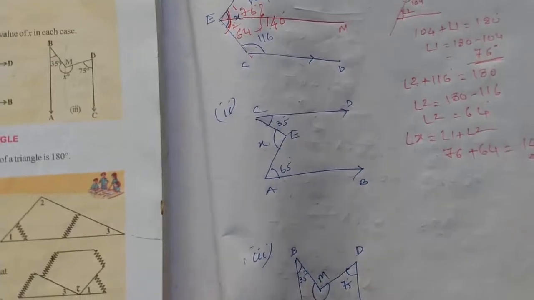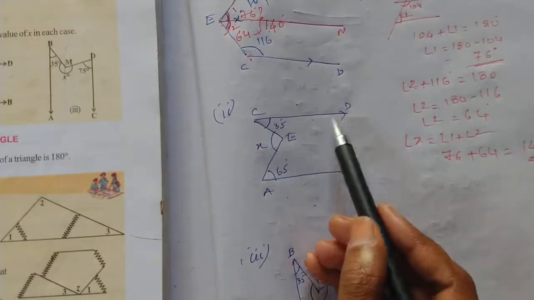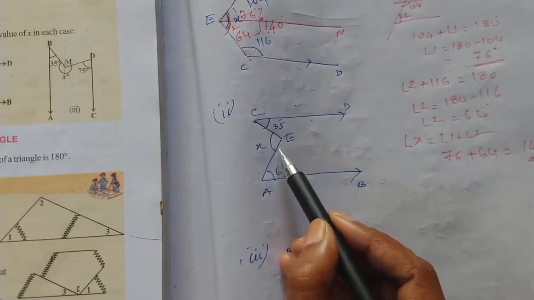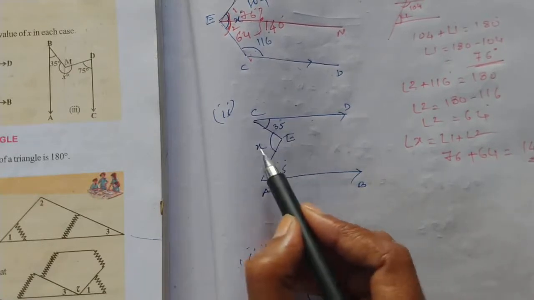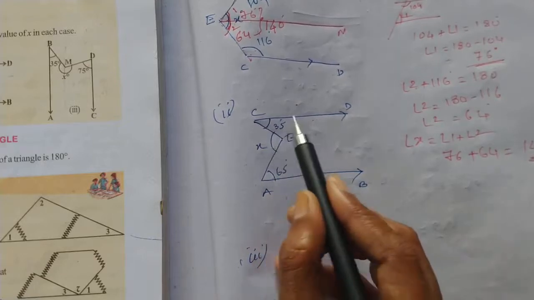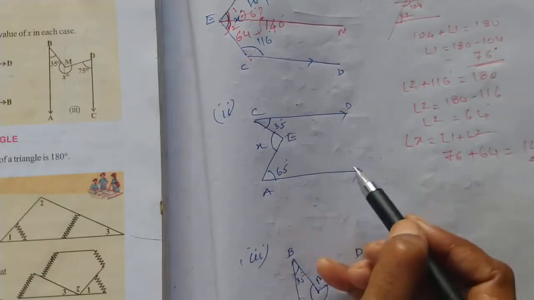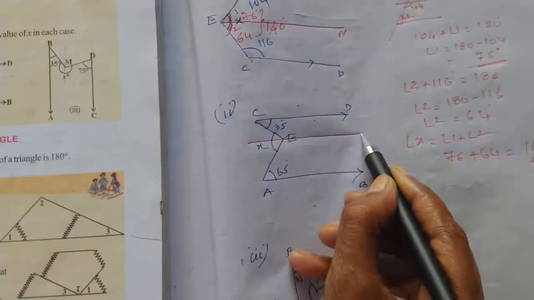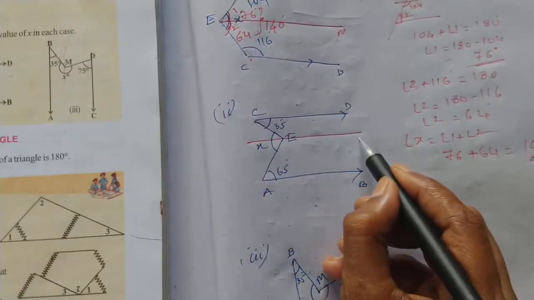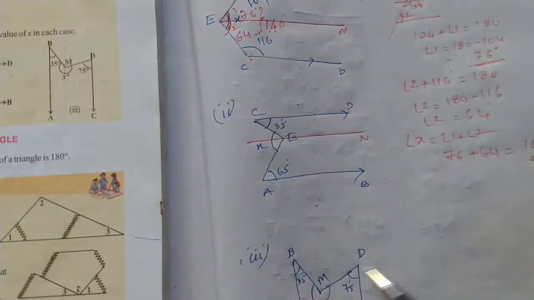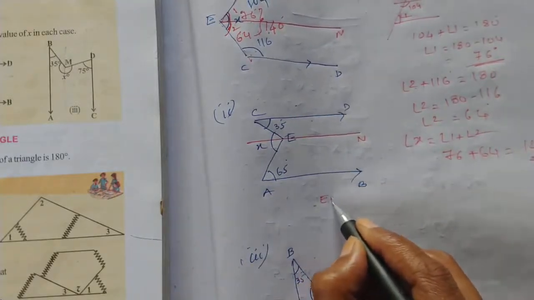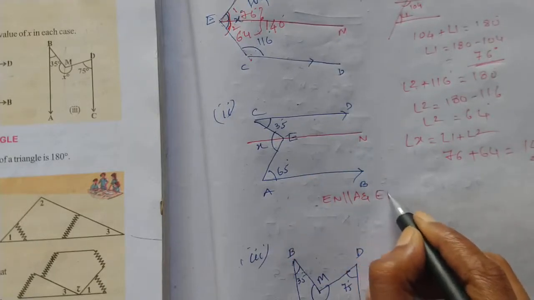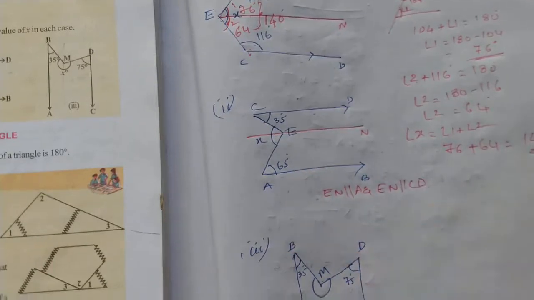And the second one. Here in this figure, again to find the x value, we have to draw a line through E parallel to AB and CD. So, let us draw a line. Suppose EN is the line. So, we can say EN is parallel to AB and EN is parallel to CD.